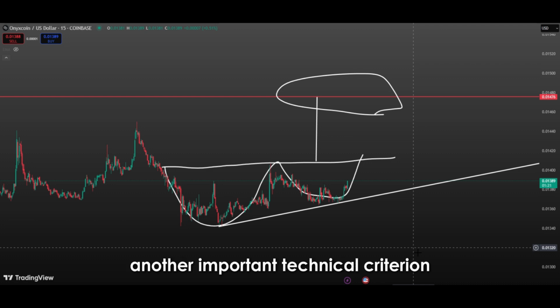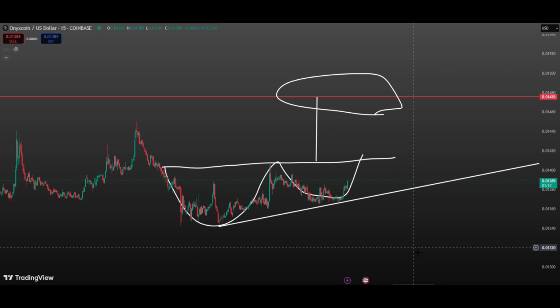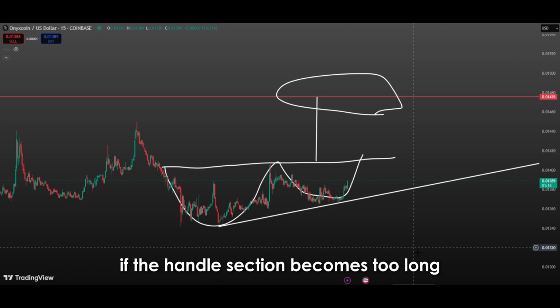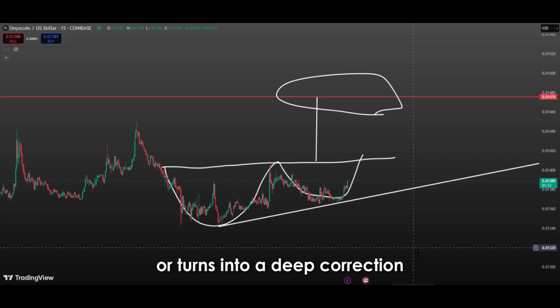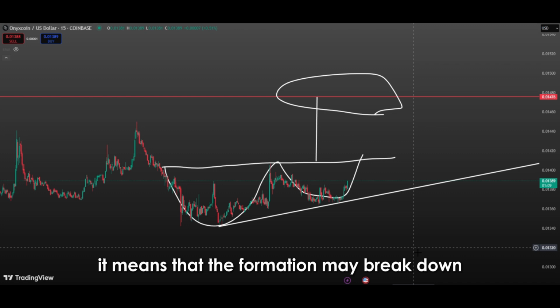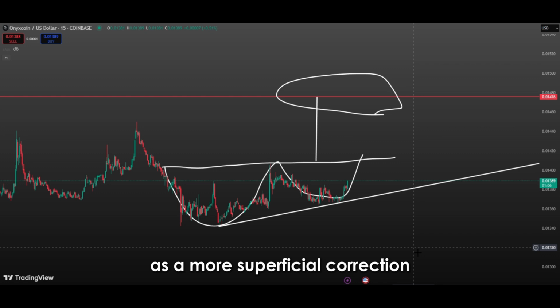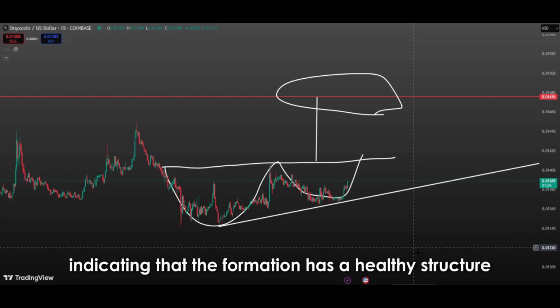Another important technical criterion is the time dimension of the pattern. There should be a certain ratio between the duration of the dish and the duration of the handle. Usually, the handle part is completed in a much shorter time than the dish part. If the handle section becomes too long or turns into a deep correction as deep as the depth of the dish, it means that the formation may break down. However, looking at the current structure, it is seen that the handle section develops as a more superficial correction, indicating that the formation has a healthy structure.